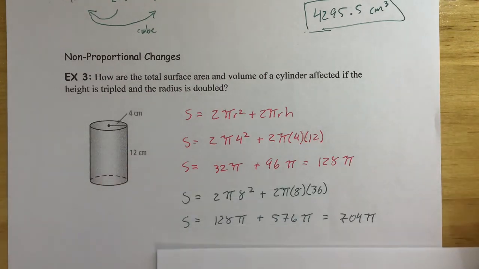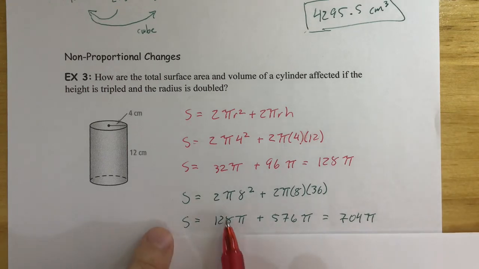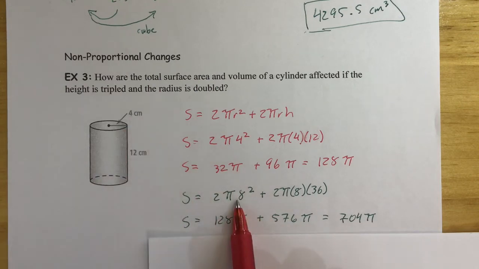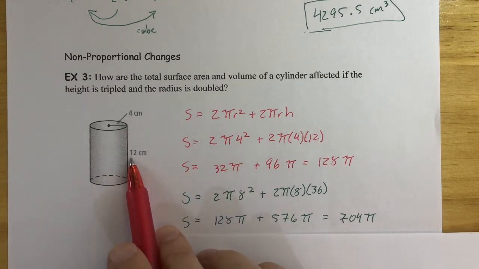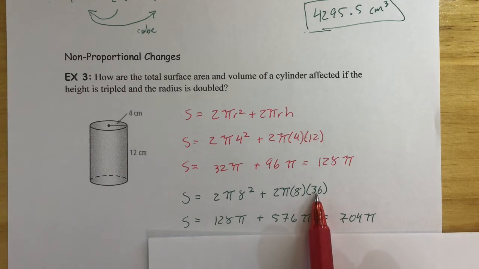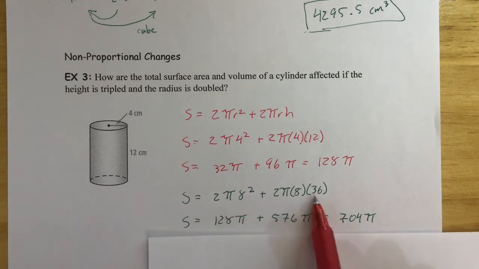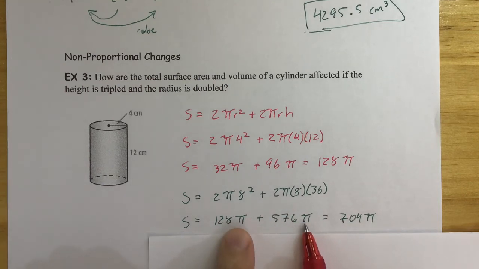All right, next, this is going to be the surface area calculated with the changes described. So the radius gets doubled, which is going to give you an 8, and the height is going to get tripled, which will give you 36. Okay, so then on to 64 multiplied by 2 is 128, and then all of that multiplied is 576. Both of these are in terms of pi, so again, like terms, you can add them together, which is going to give you 704 pi.